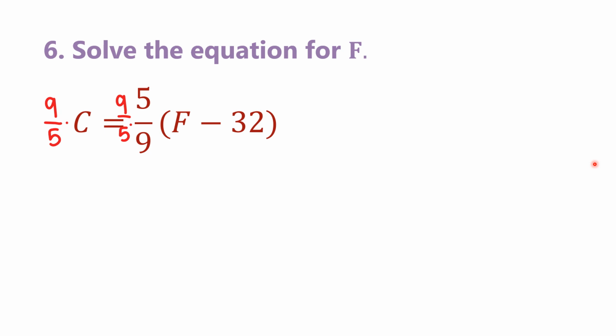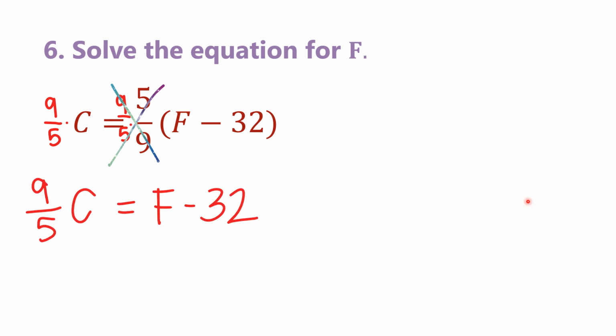Whatever I do to the right-hand side, I've also got to do to the left-hand side. That's going to make those 9's cancel. So we've got a 9 in the top, 9 in the bottom, and then a 5 in the bottom, 5 in the top. So 9's cancel and 5's cancel. So we're left with 9 over 5 times c. And then on the right-hand side, we've just got f minus 32. You see I've dropped the parentheses because I've gotten rid of that fraction out front.